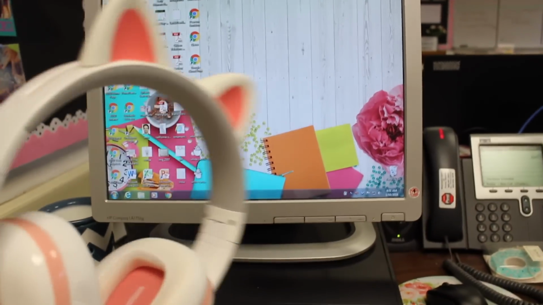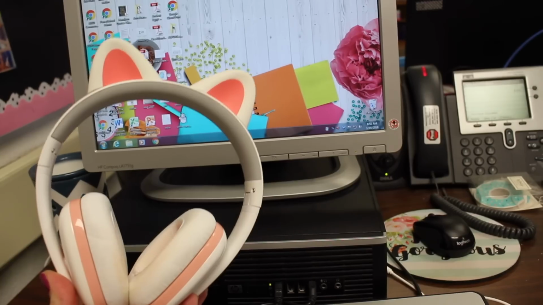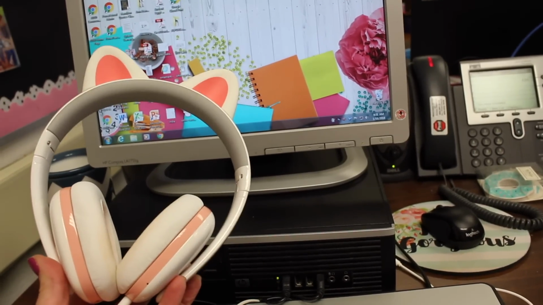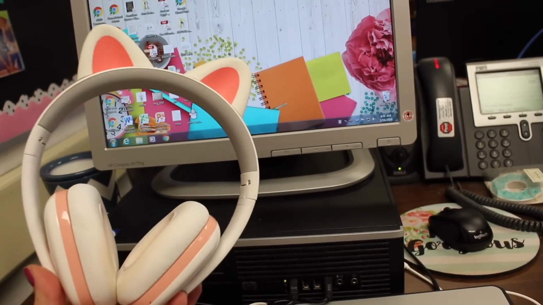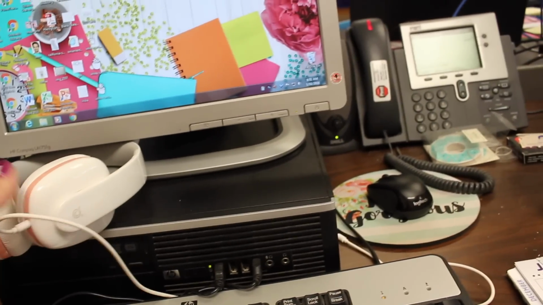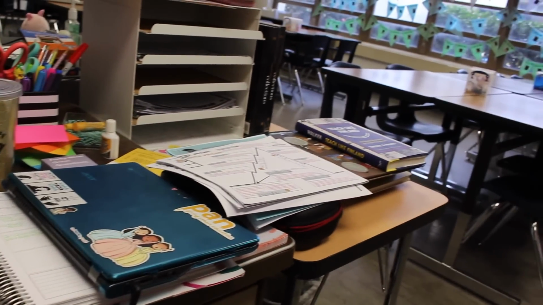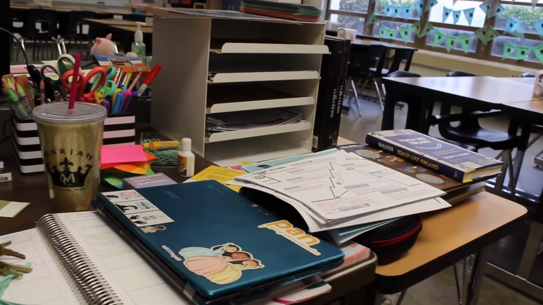These are my headphones. I get a lot of questions about these. There's an after-school program in my classroom after school. So these are noise-canceling headphones with kitty ears, and they're Bluetooth. So I use these while they're in here doing their language classes. My desk is always kind of a mess. It just looks like this pretty much on a daily basis.